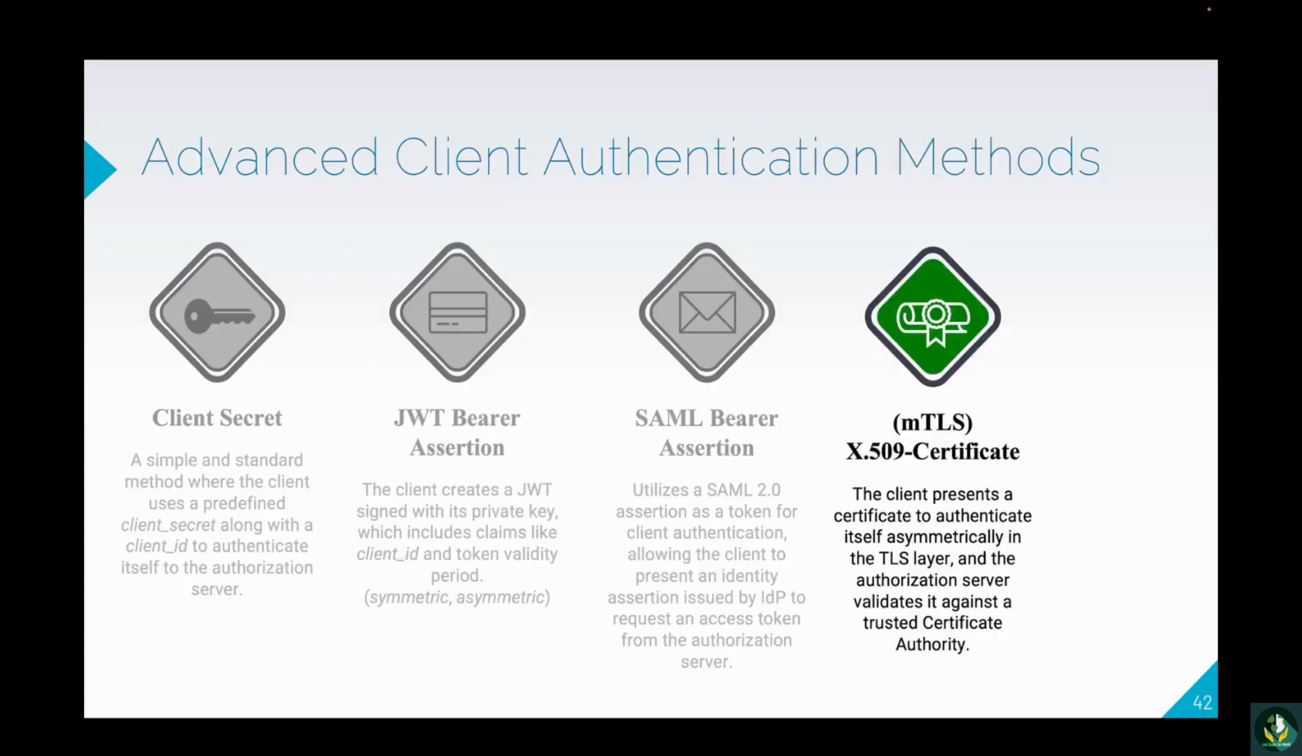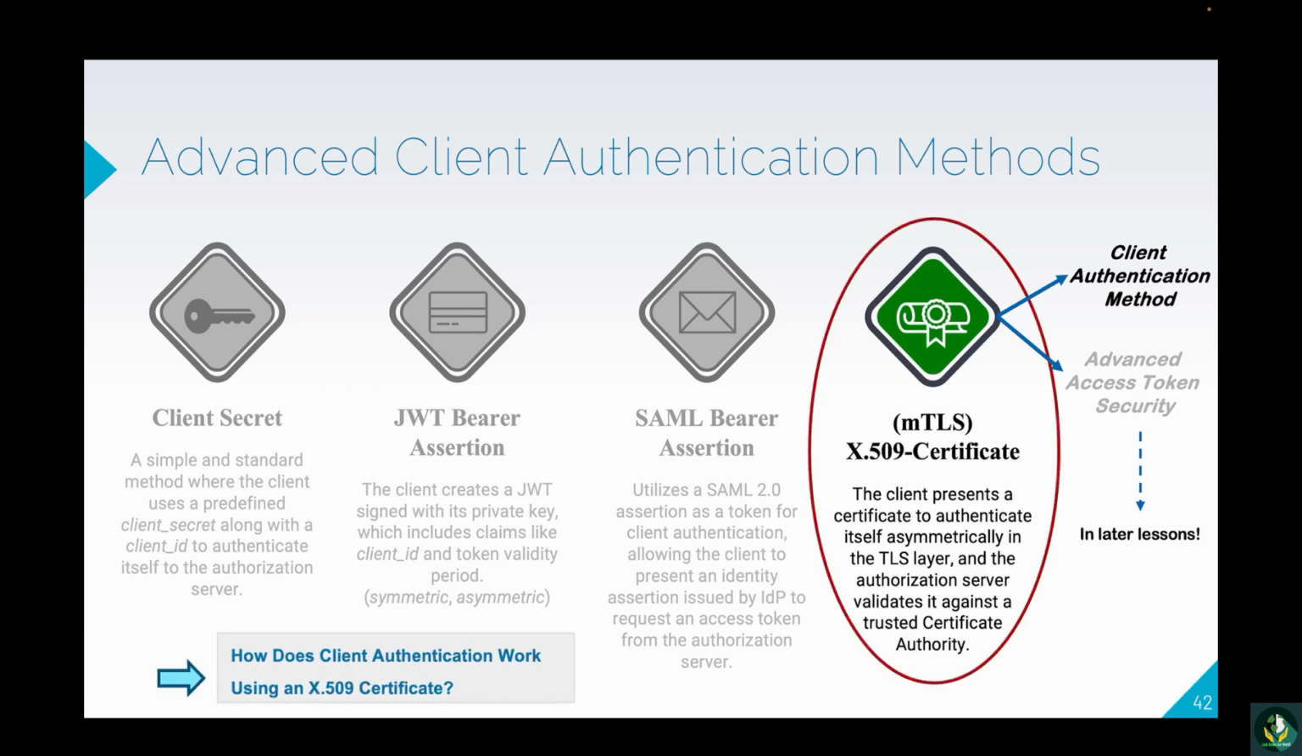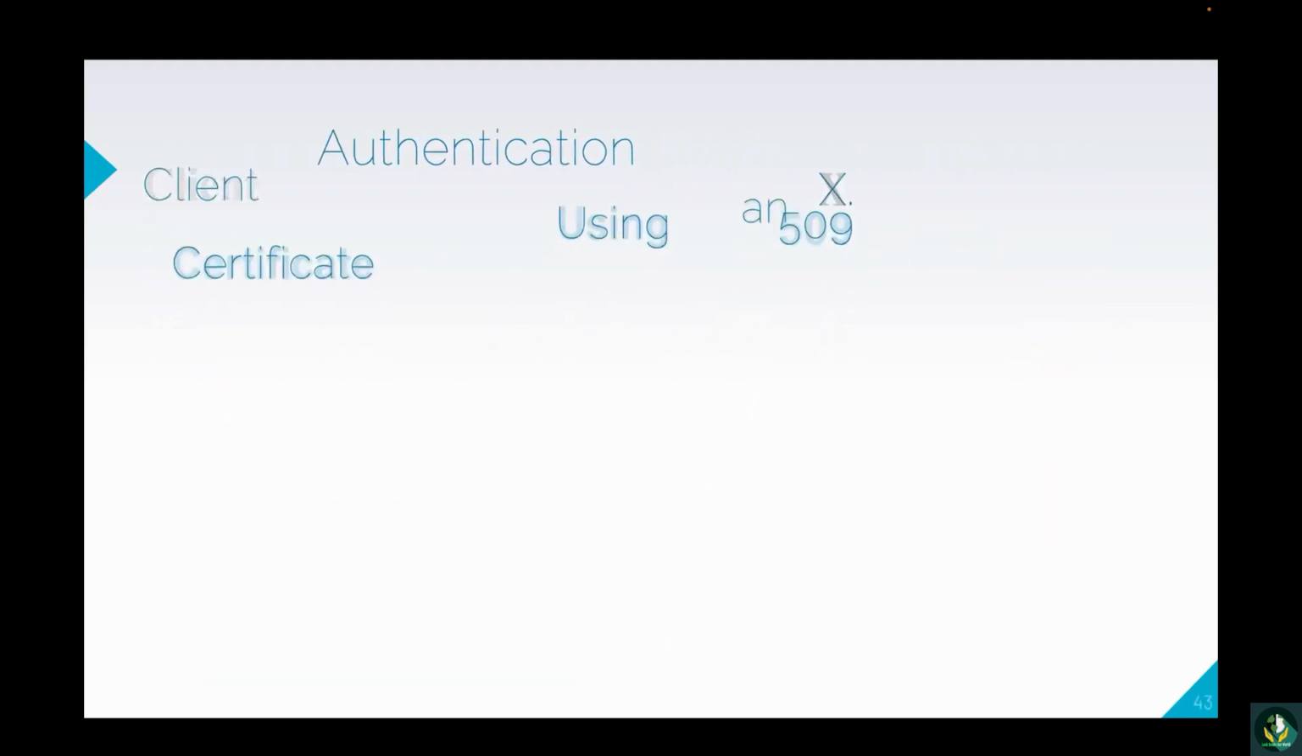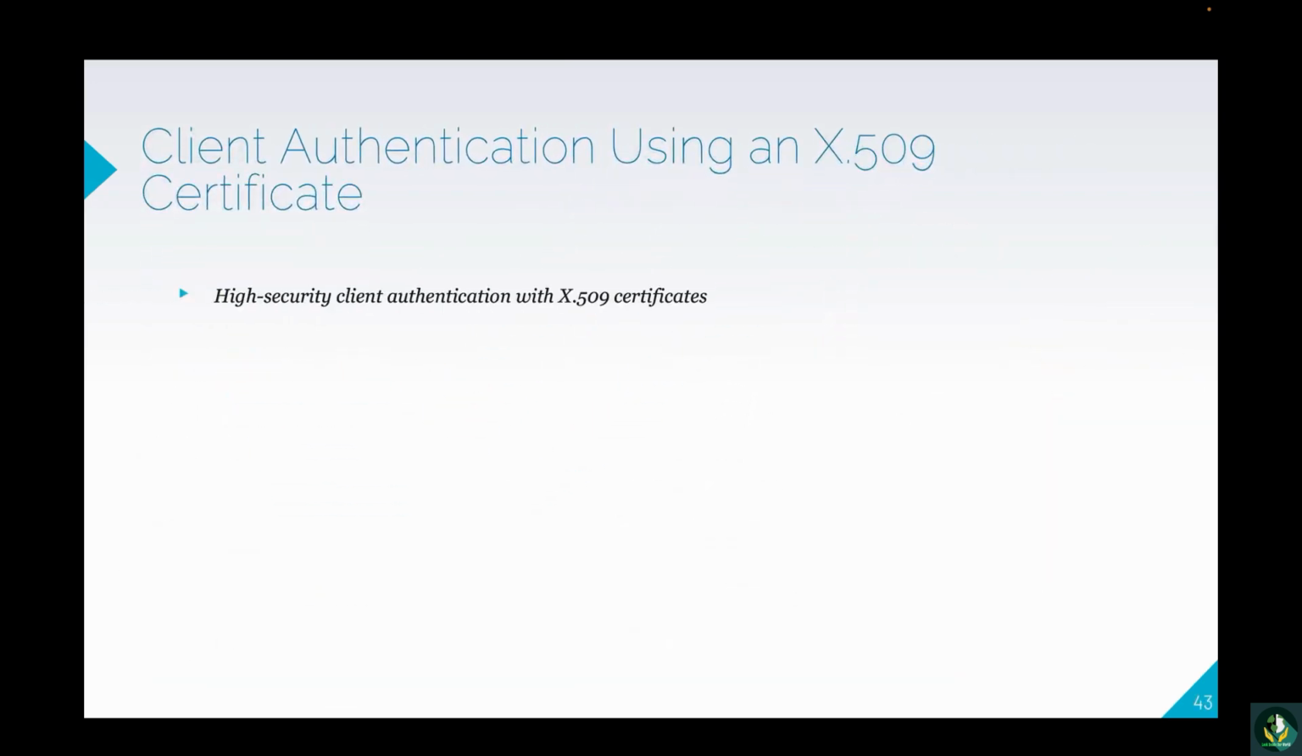Before we delve into X509 certificates, it's important to note that mutual TLS, or MTLS for short, with X509 certificates is used in OAuth 2 not just as a client authentication method, but also as an advanced security mechanism for securing access tokens. We'll explore this aspect in a later lesson. Now let's examine how client authentication works using an X509 certificate. Client authentication with an X509 certificate is more complex than other methods, but it provides one of the highest levels of security for client authentication in OAuth 2.